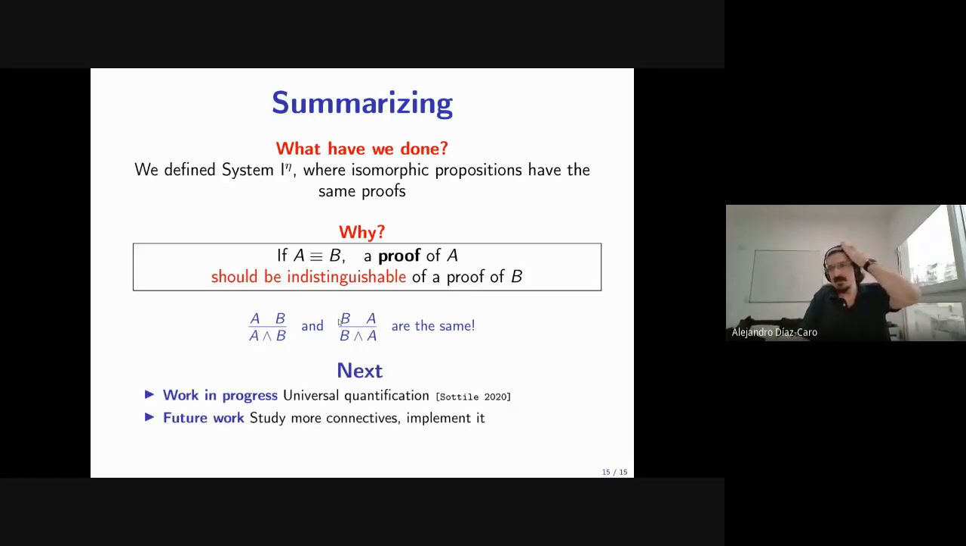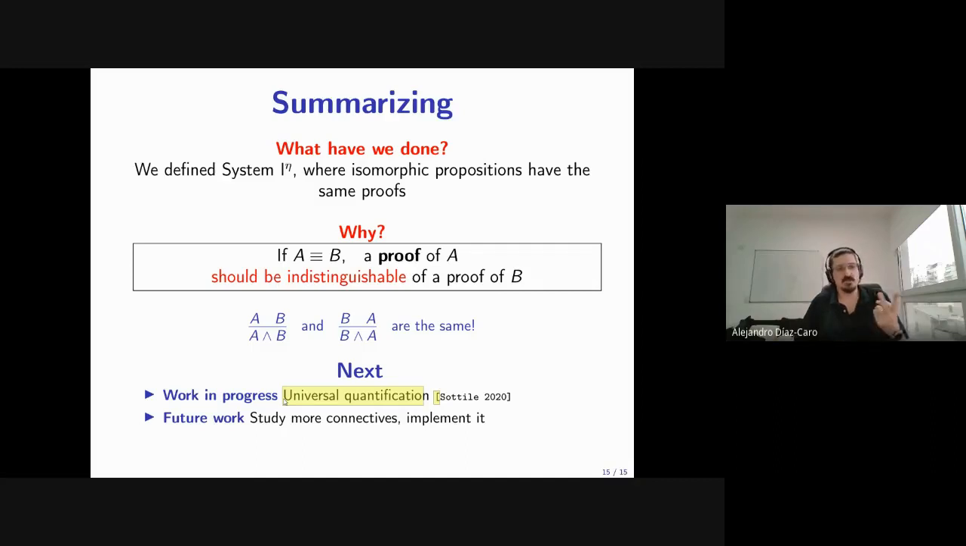What is coming next? What we are working on now with one of my PhD students, Christian Sotile, is that we have extended this to polymorphism, so the universal quantification. We are just finishing the proof of normalization for it, but it seems it will work. And in future work with him, we are studying more connectives, and we want to implement it.